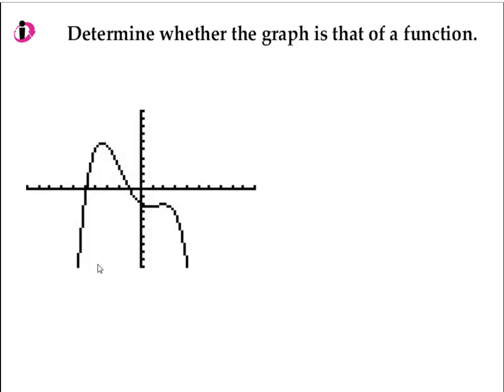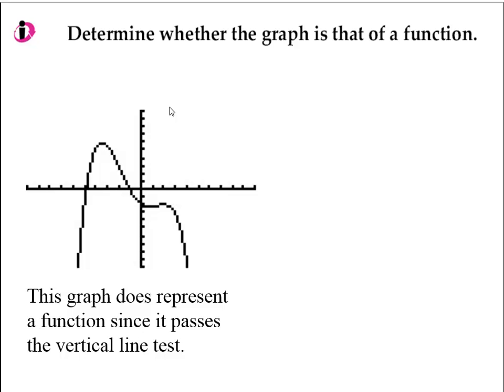I'm going to think of every vertical line that passes through this graph as intersecting it at only one point. If I draw a vertical line right here, it's going to intersect at only one point. If I draw a vertical line right here, it's going to intersect only at that one point. So this graph passes the vertical line test. I would call this relation a function.